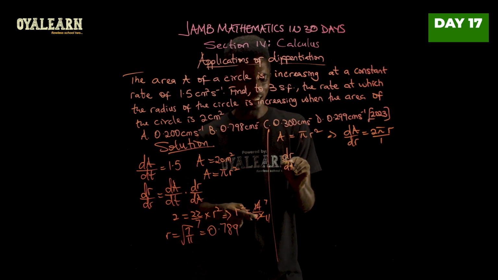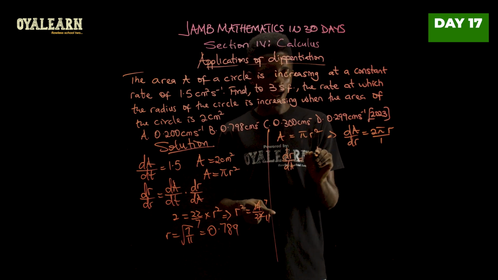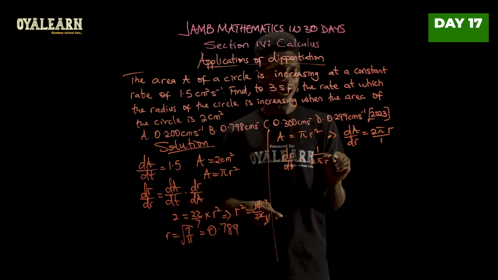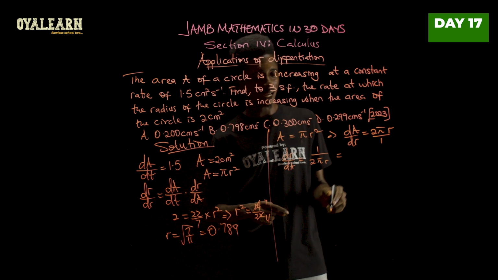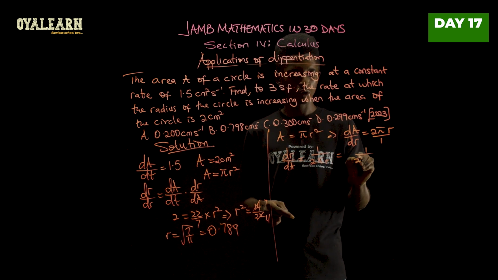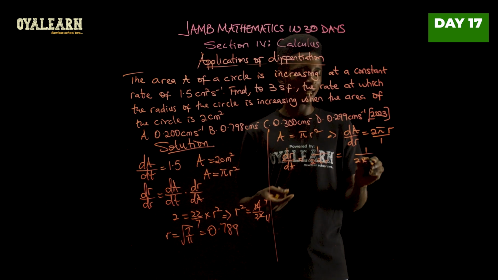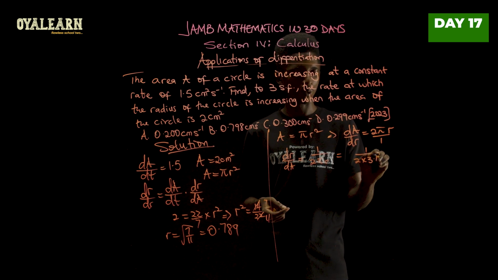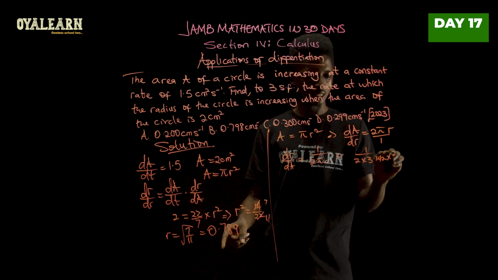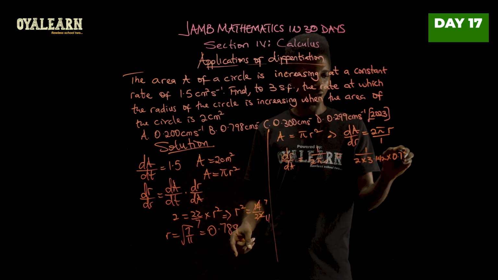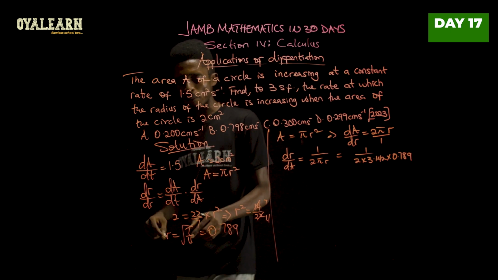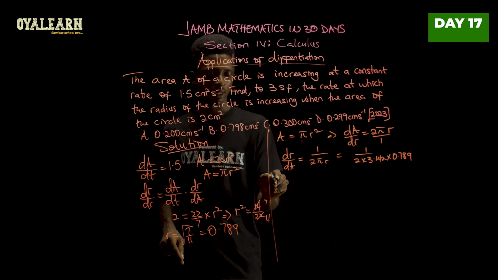So dr/dA would then be 1 over 2 pi r, which is then 1 over 2 times pi, let's take that as 3.142, multiplied by r, which is 0.789. Now let's come back to this.